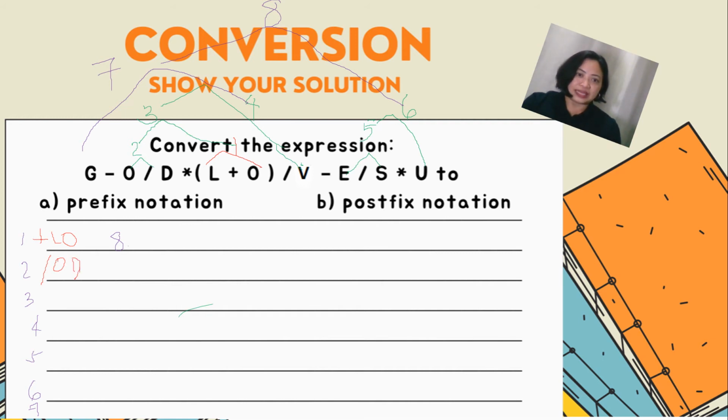And then number 3 is number 2 multiply by number 1. Number 2 is on the left side, and number 1 is on the right side. The operator is multiply. So, operator first, then operand number 2. We just copy number 2, and then number 1. We just copy this number 1 as well. So, we have plus LO.